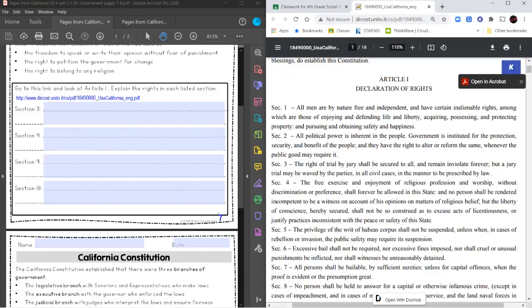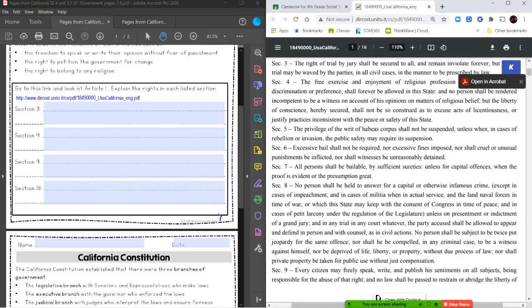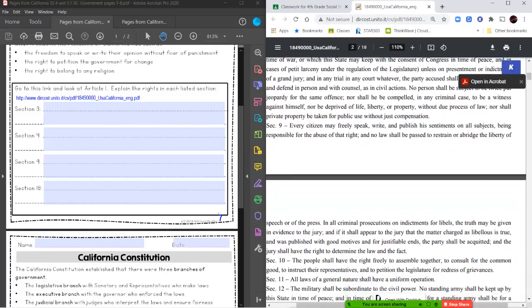No person shall be rendered incompetent to be a witness on account of his opinions or matters of religious belief. So no one can say that you can't be a witness, or you can't be a jury member, or you can't participate in something because of your religion. That's the bulk of what Section 4 is about. Now let's take a look at Section 9. That's the next section we want to focus on here. So we're going to scroll down a bit.